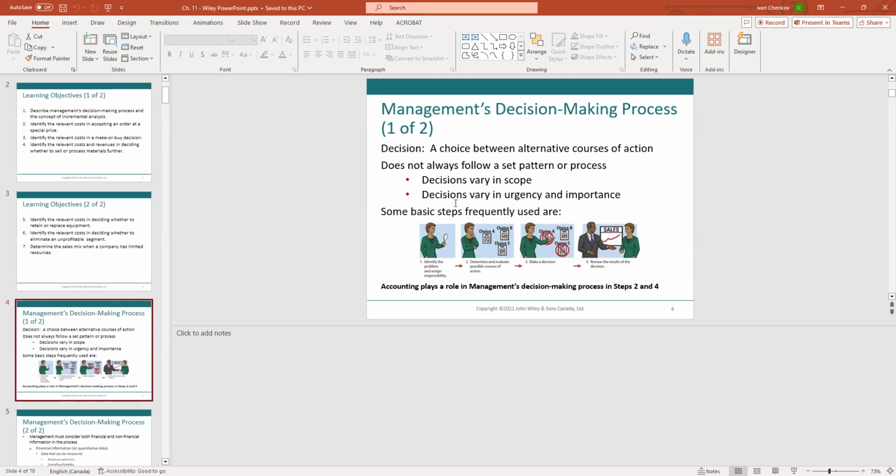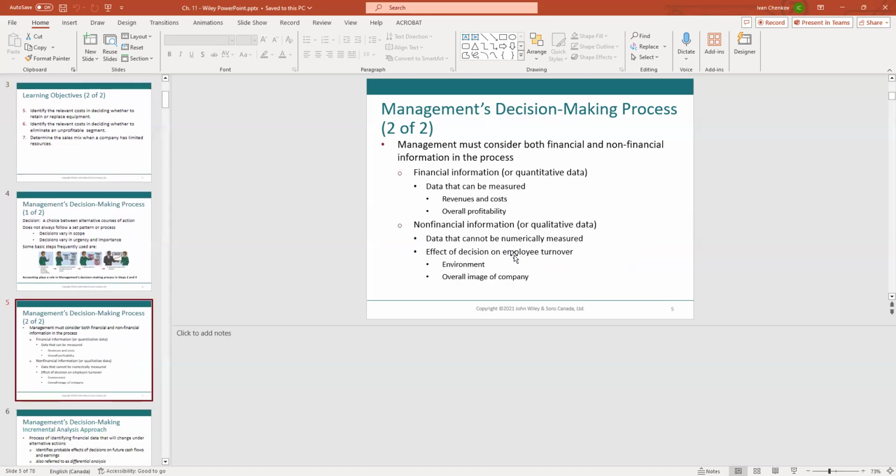And then she explained it. It sounds very interesting, keeping in mind this decision-making process, and you start deciding which one you should focus on first. Now, management must consider both. Obviously, as a manager, you have to consider both financial and non-financial information. Financial information will be relevant cost, overall profitability, income, cash generated from the project. Non-financial will be everything else.